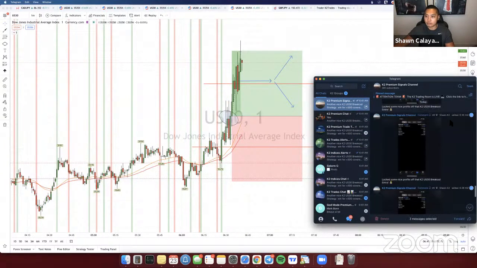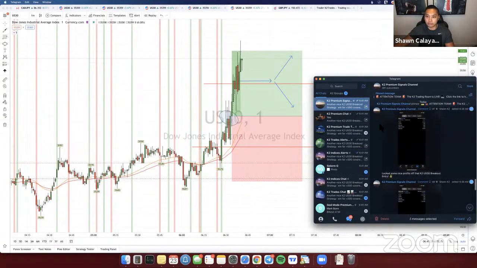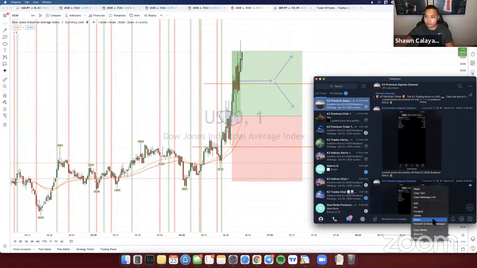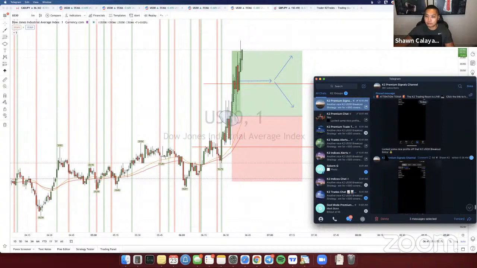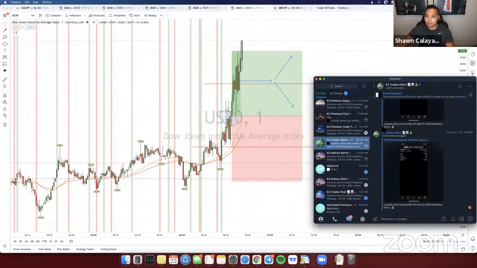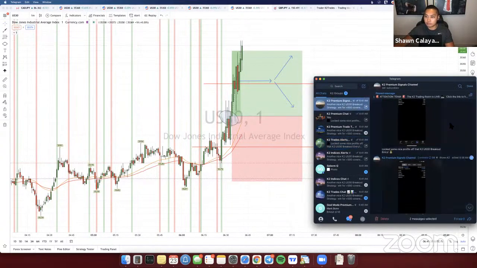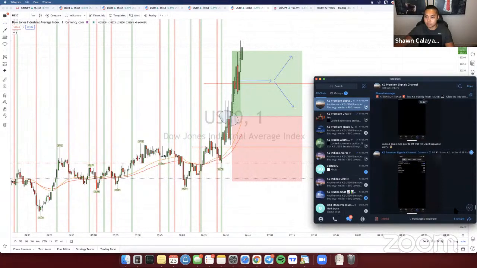And I'll show you guys what I locked in. And then after that, I'll show you guys what everyone else locked in, because we all locked in some pretty massive profit off that one trade right there. All right, cool. Looks like we're good. So I'll show you guys what I locked in. Let me show you guys real quick.